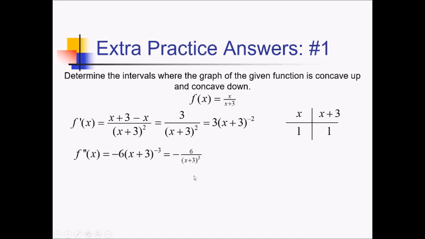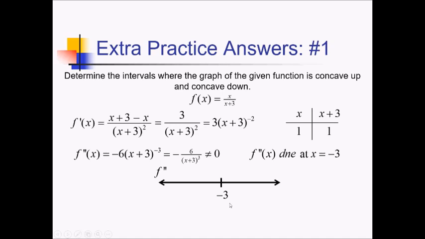All right, so for critical values, I need to figure out where this thing is either 0 or undefined. Well, it can't equal 0 because we have a constant in the numerator, but we can be undefined if x has a value of negative 3. That would zero out the denominator. So that gives us a critical value to put on our f double prime number line and do a little sign analysis around.